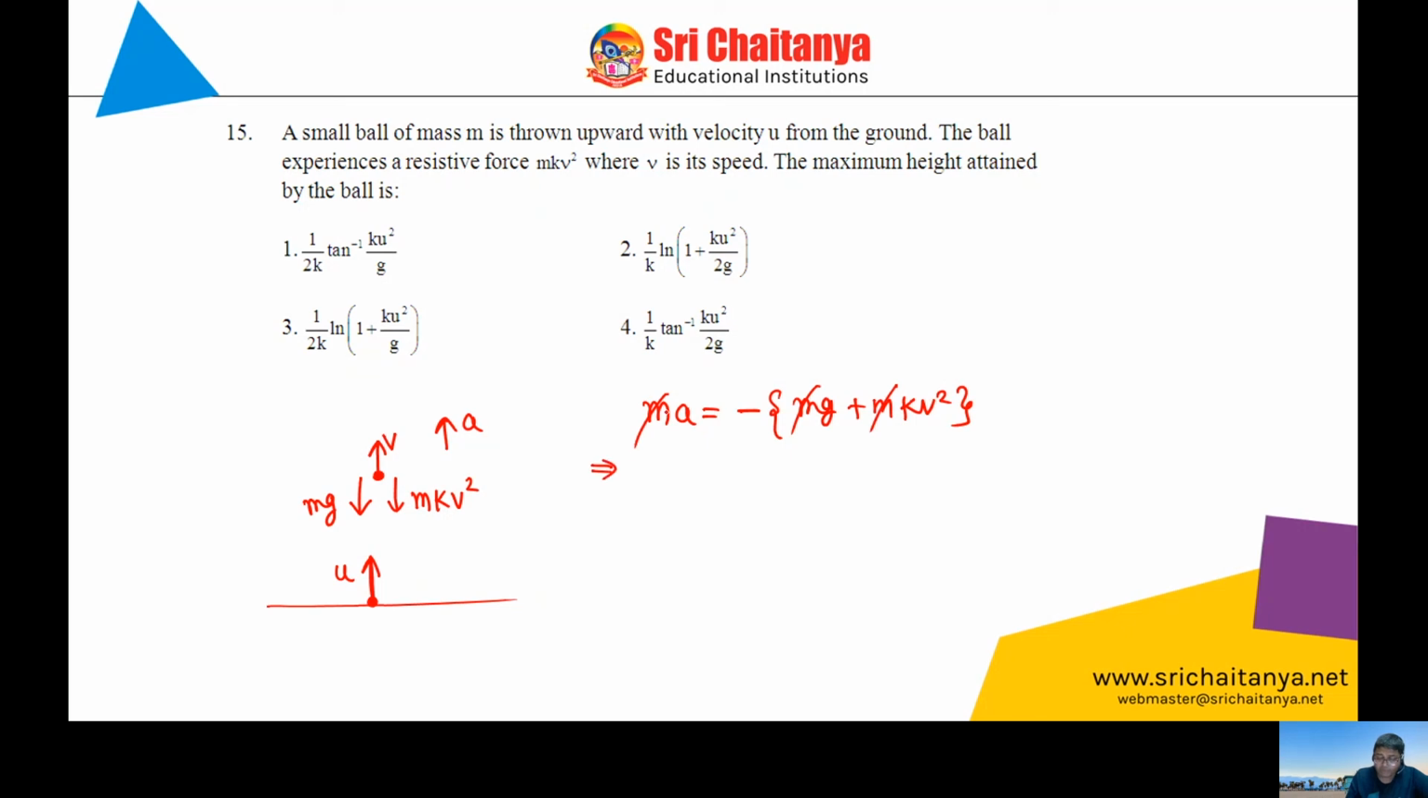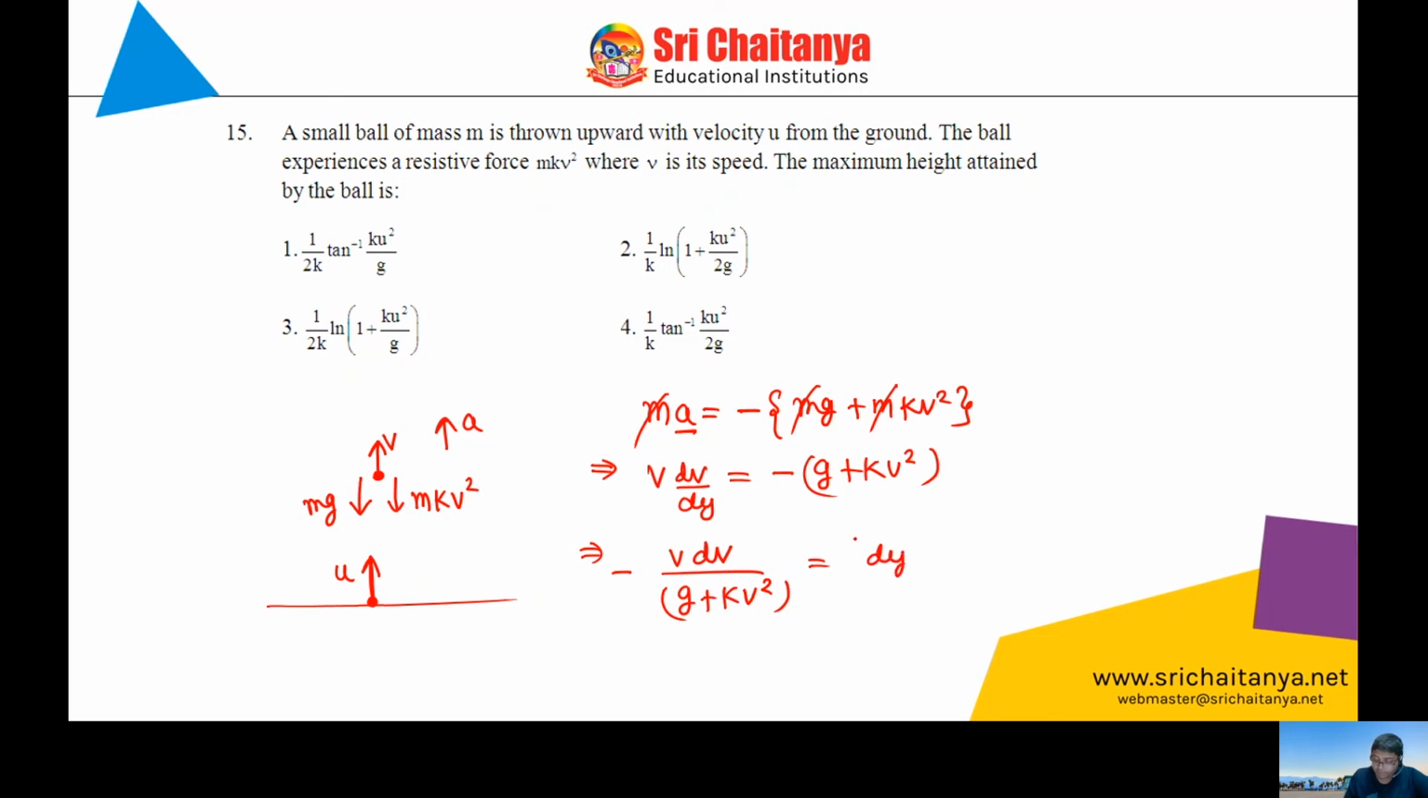And here we are looking for the maximum height. So a we need to represent in the differential form of v and y. So a we can write as v into dv by dy, and that will be equal to minus g plus k v square. So here we have got a nice differential equation in v and y, and that is also in variable separable form. So v dv over g plus k v square, and we have a minus sign also, and that will be dy.